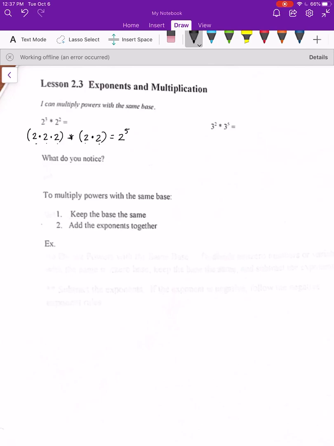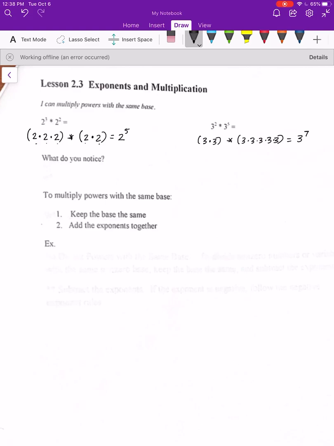Okay, now let's look at the next one. You've got 3 squared times 3 to the fifth. So 3 squared means 3 times 3, times 3 to the fifth, so 3 times 3 times 3 times 3 times 3. Keep the base the same, which is 3, and there are 1, 2, 3, 4, 5, 6, 7 3's. So your answer would be 3 to the 7th power.